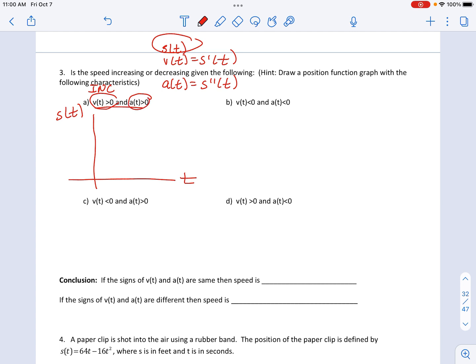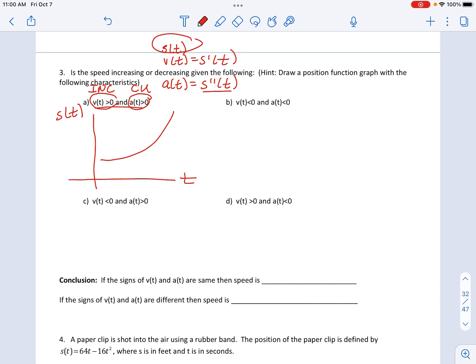And if I tell you that the acceleration is positive, that's your second derivative. So that means the original graph is concave up. So I need an increasing, concave up graph, something along these lines. Now, what can we say about the speed?